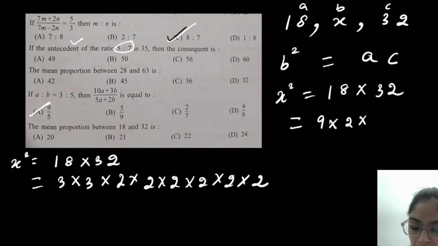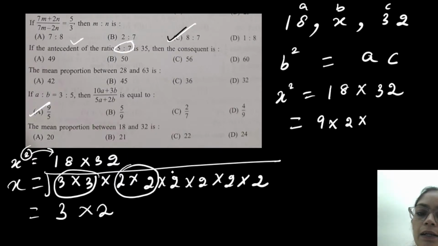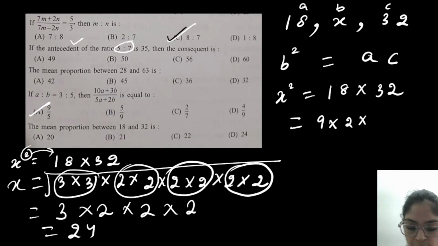So what we can do now, after factorizing, when we shift the square to the other side, the square will become square root. And in square root, each pair we can take out as one number. So this 3 we can take out as one 3, this 2 as one 2, again this 2 as one 2. So we will get our answer equals to 24. Aditya has given the answer, Prakruti has given the answer, good. So we found the value of x is equals to 24.